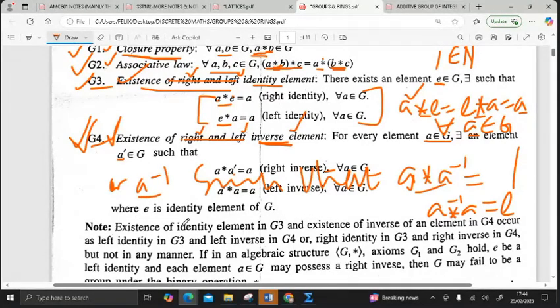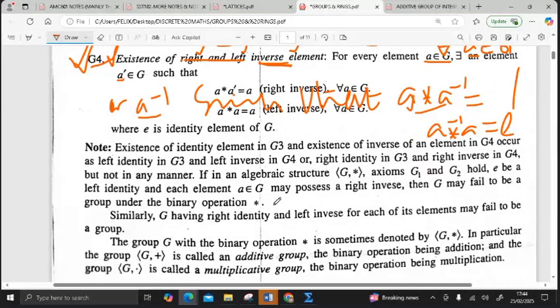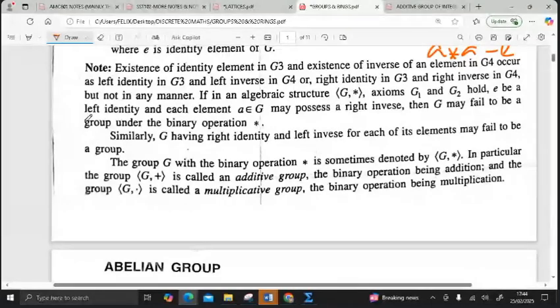And then there is the existence of the inverse. The inverse is specified with respect to the identity. The inverse of every element of G is that which, when you subject the operation to the original member A, gives you the identity.